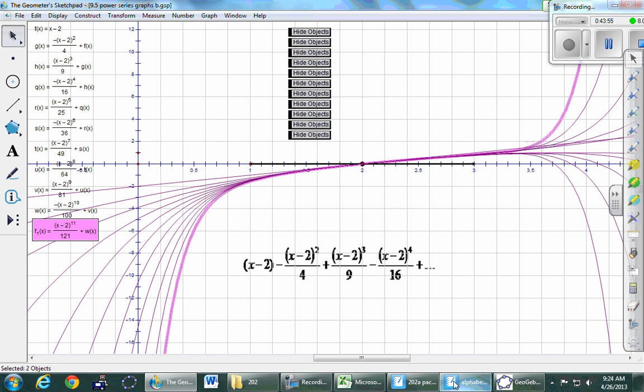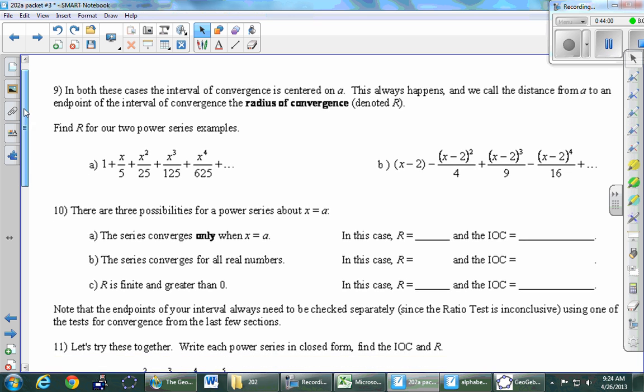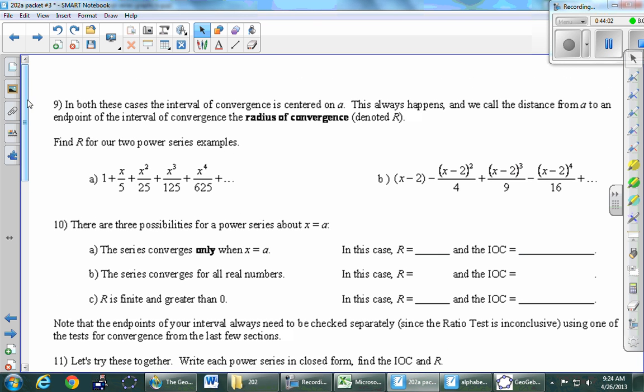All right, a little bit of vocabulary, and then we'll do some group stuff. Okay, we'll go to 9.